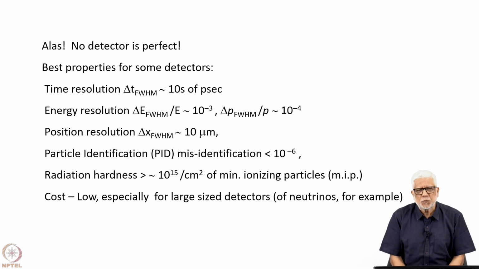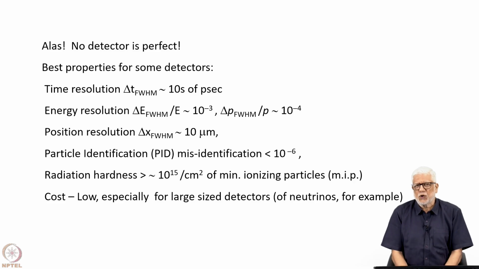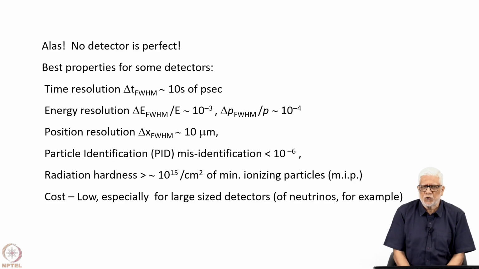The best position resolution that can be got is of the order of 10 micrometers. Then particle ID means the ability to identify or distinguish between, let's say, pi plus, pi minus, or mu plus, mu minus, and so on from each other, when there is a whole host of these particles. The best particle misidentification is about 1 part in 10 to the 6, 1 in a million. Of course, most real detectors are not that great in particle ID. Particle misidentification can be of the order of 10% and so on.